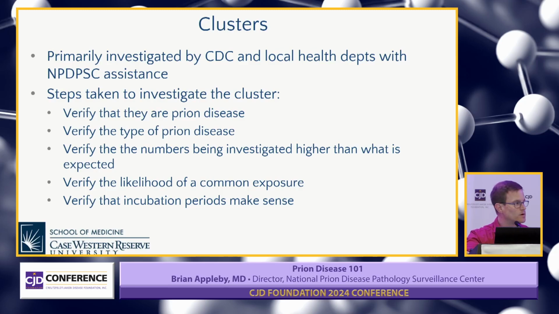Believe it or not, that 1 to 2 per million per year, you can have quite a variability in it. So you want to make sure that it's not outside of what we would expect. And then you want to verify the likelihood of a common exposure.